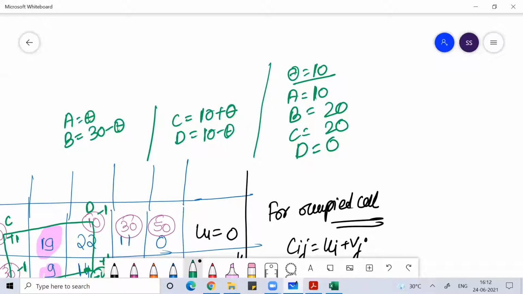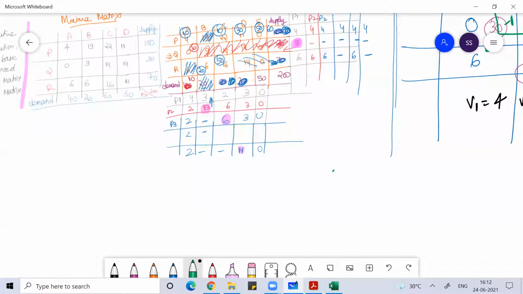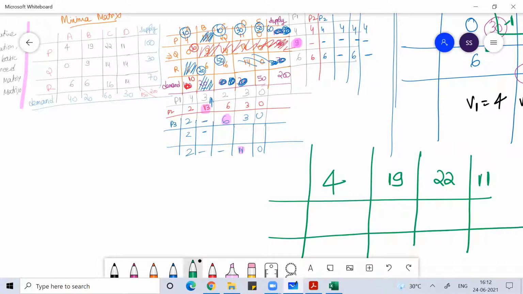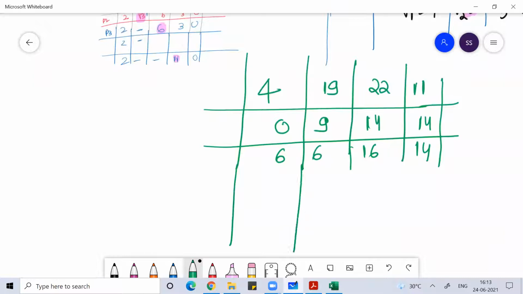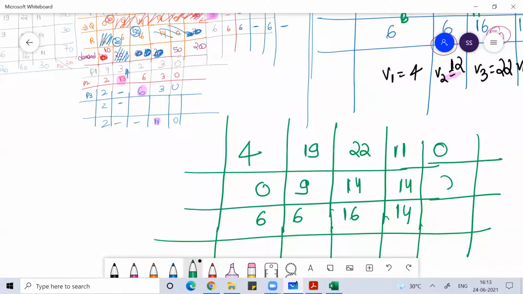Done everyone. Now we'll focus on unoccupied cells. 4, 19, 22, then 11, 0, 9, 14, 14, 6, 6, 16, 14, and we created an additional row here. Okay, anyone, any doubt?